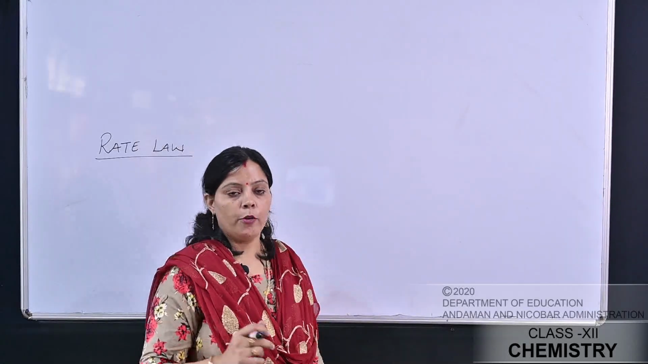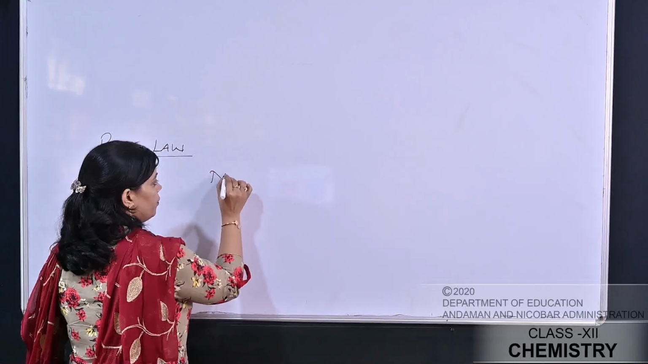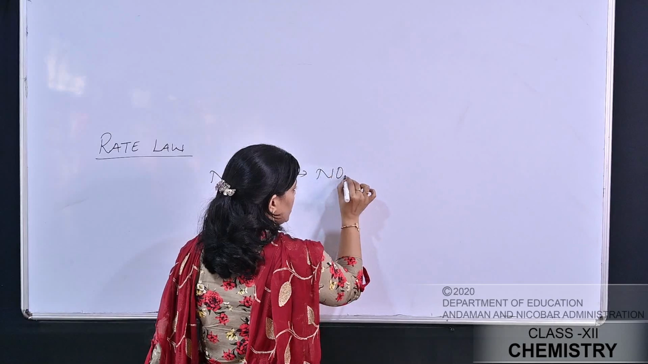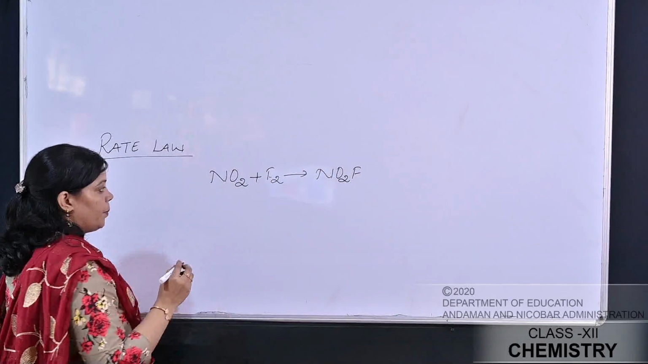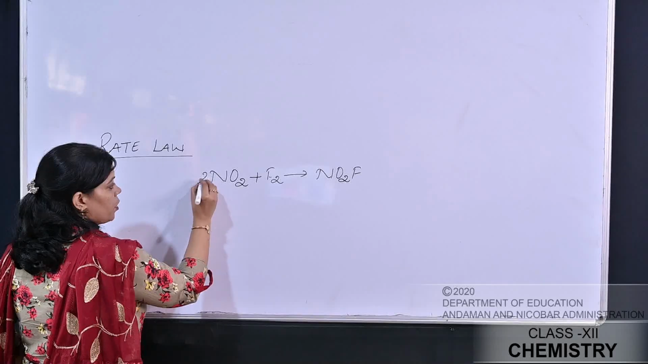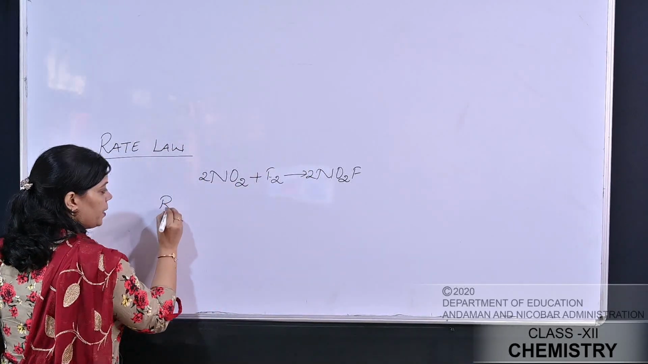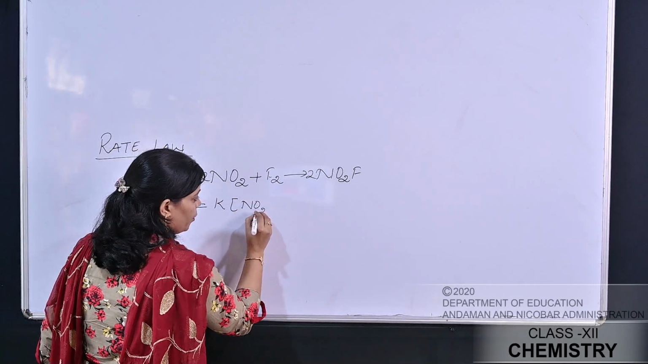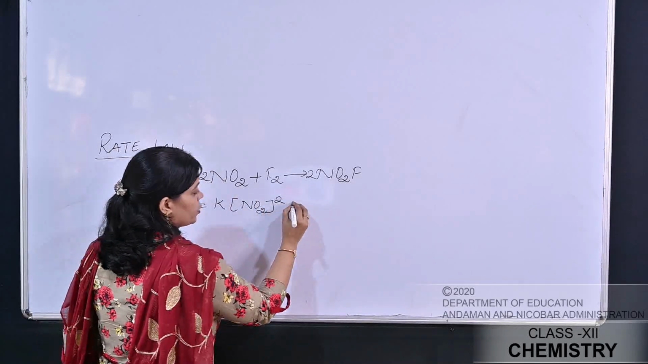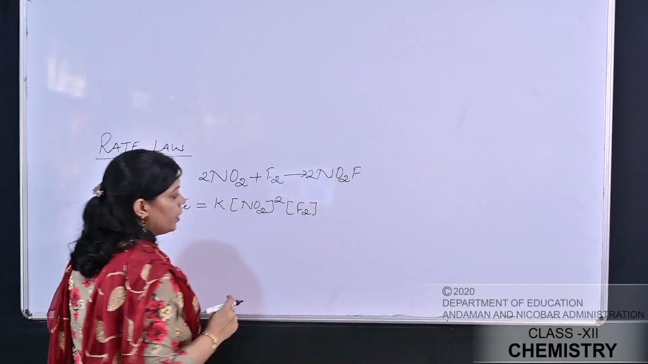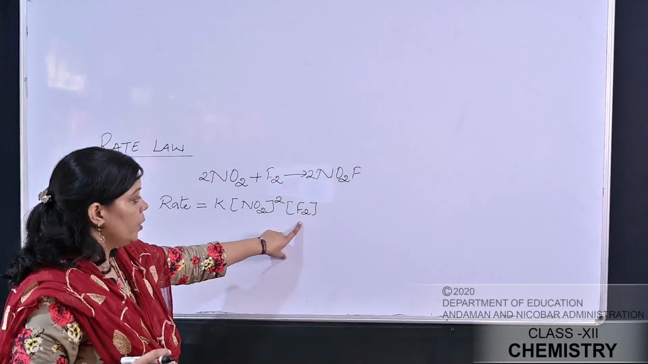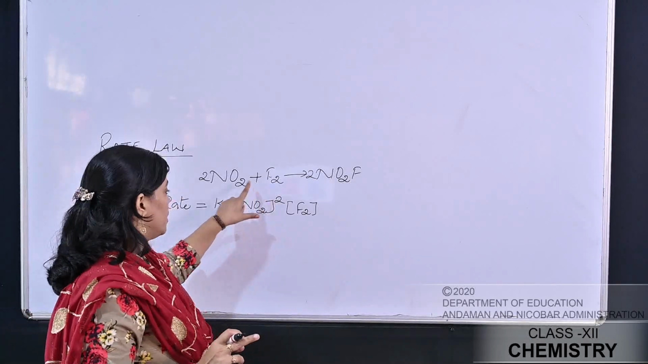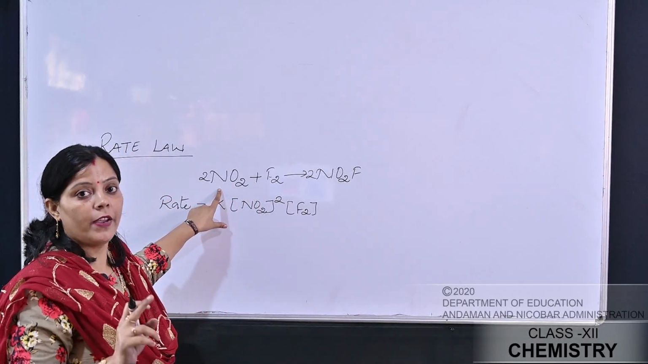Let me explain this with the help of an example, the reaction of nitrogen dioxide with fluorine to give nitrogen dioxide fluoride. On the basis of the theoretical concept, or the balanced chemical equation, how can we express the rate equation? The rate is equal to rate constant times concentration of NO2 raised to power 2, because the stoichiometry is 2, and concentration of fluorine F2 raised to power 1. But as we already explained, in the case of complex reactions, the rate equation is only expressed on the basis of experimental results.